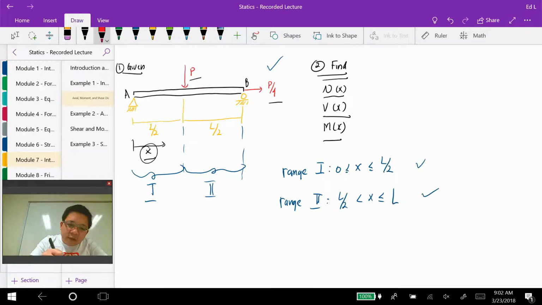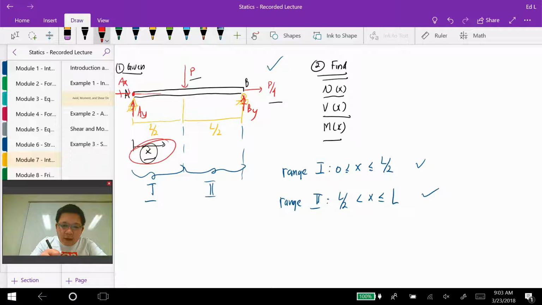So how could I define these two ranges? We start from point A. Remember at A we have A_Y and A_X, and at B we have B_Y. So when we figure out how many ranges there are in the problem, we start from point A, then we go to the right, corresponding to the positive x direction over here.